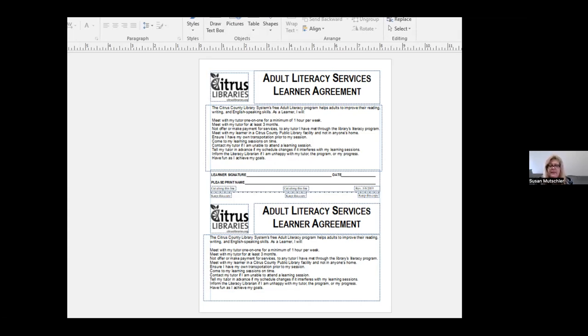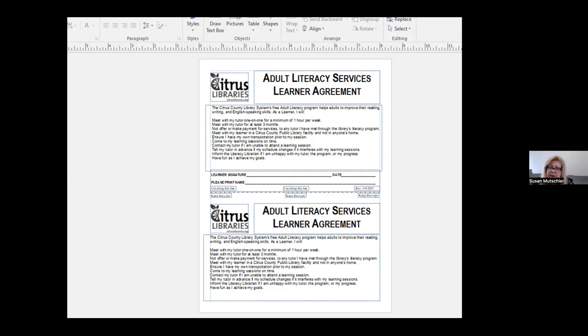Okay, and then the one at the top is meet with them 1 hour per week for a year. Is that right? We actually tell the learner 3 months. Oh, that's interesting. Yeah, the tutor we would say a year, and the learner we would say like 3 months.